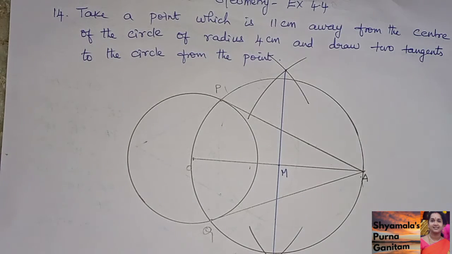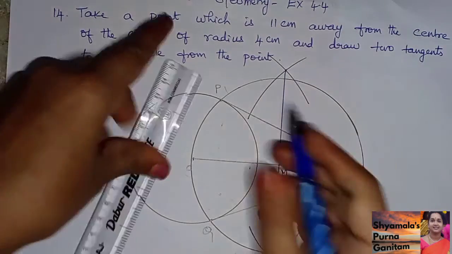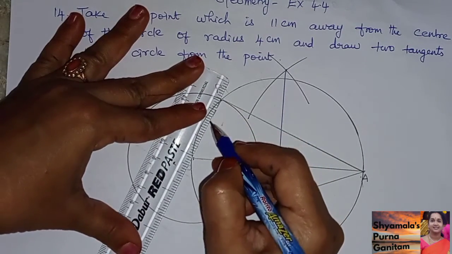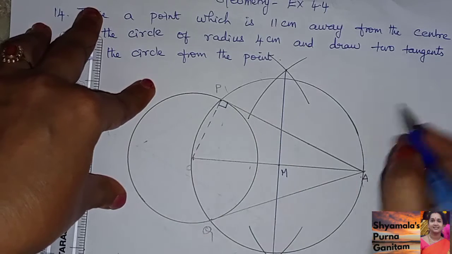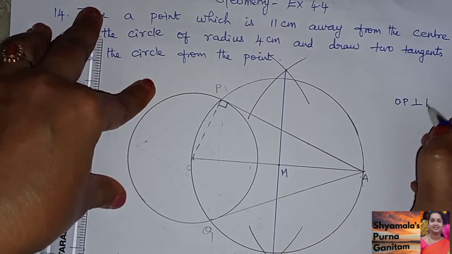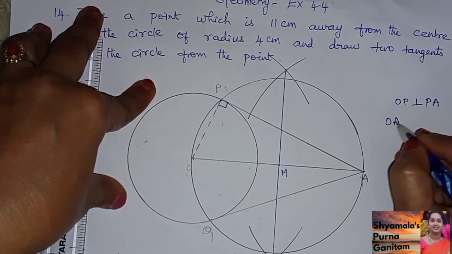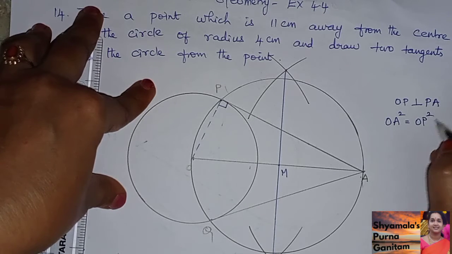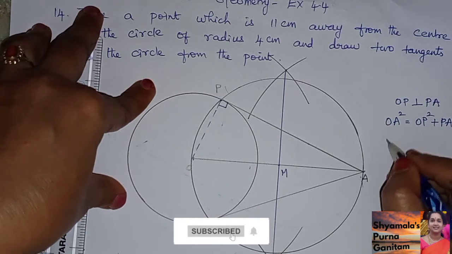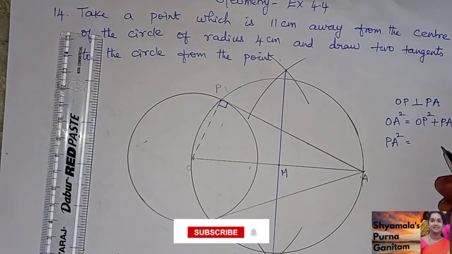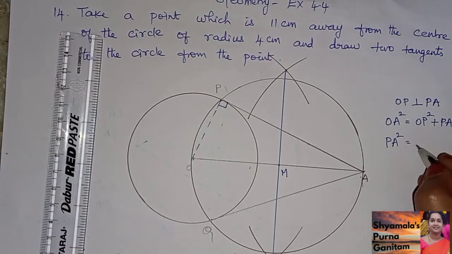Verification is, we know that OP is the radius of the circle. OP is perpendicular to PA. So OA squared, the hypotenuse squared, is equal to the sum of the squares of the other two sides. We are asked to find the length of the tangents, that is PA and QA. So PA squared is equal to OA squared minus OP squared. The length of OA is 11 centimeter, so 11 squared minus OP, which is 4, squared.